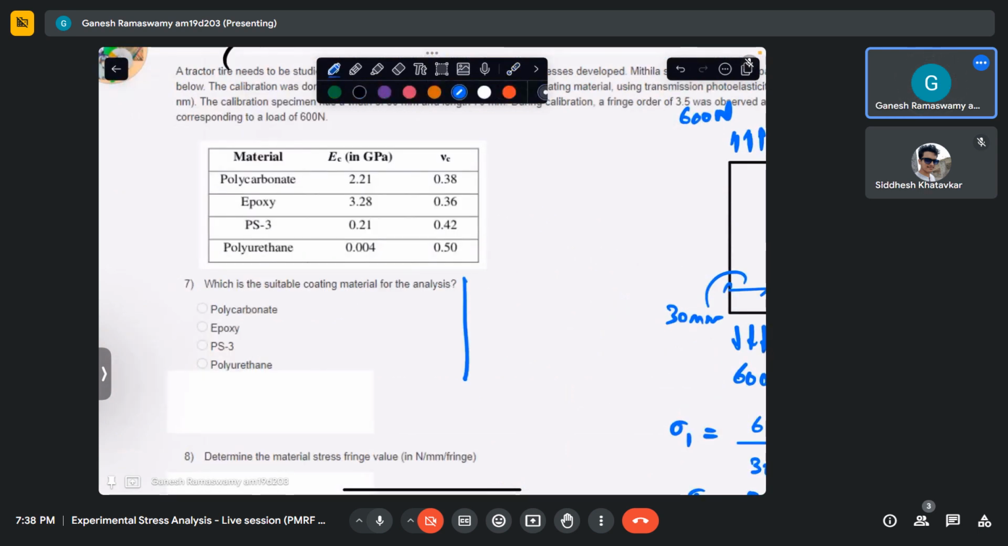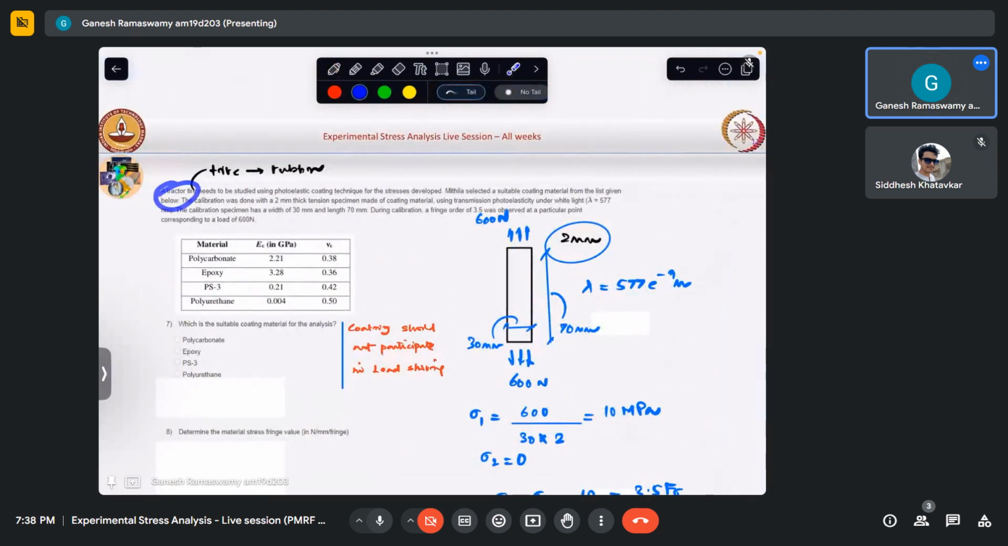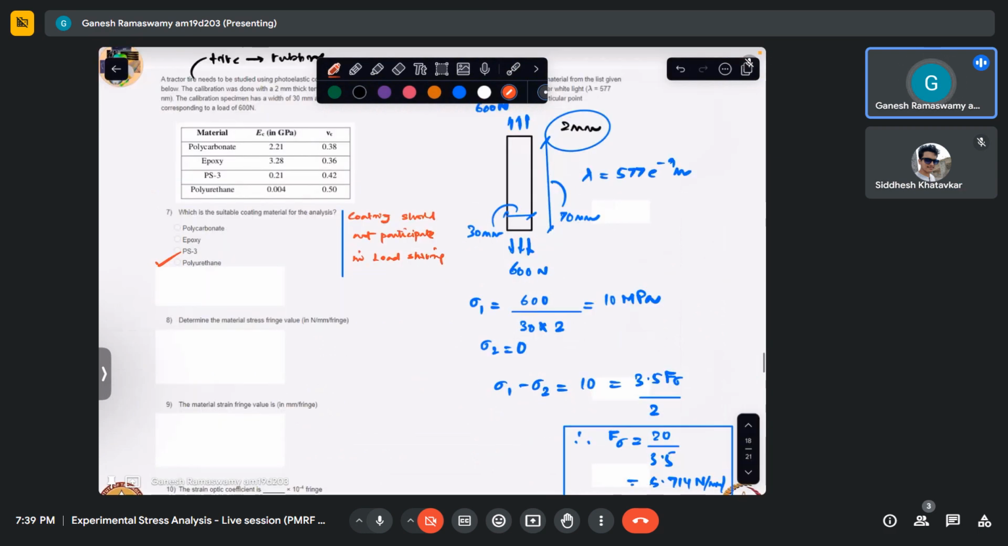So what goes into the selection? The main thing is that the coating should not participate in load sharing. Why? Because if we are trying to analyze that tire and we put a coating that is equally strong, it will also participate in load sharing, which means that load taken by that tire will be much lesser, which is not what we are trying to study. So there should be no reinforcement effect from the coating onto the specimen. It should be as less stiff as possible, as flexible as possible. Which is why if we see E here, E is the least for polyurethane. So polyurethane makes for the ideal choice for studying this rubber material. So we'll go ahead with polyurethane.